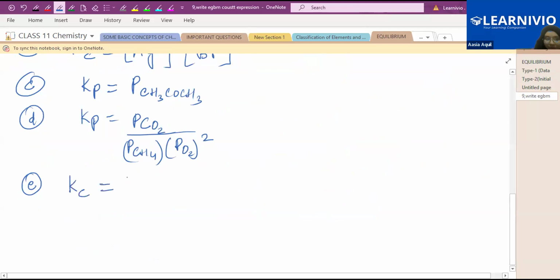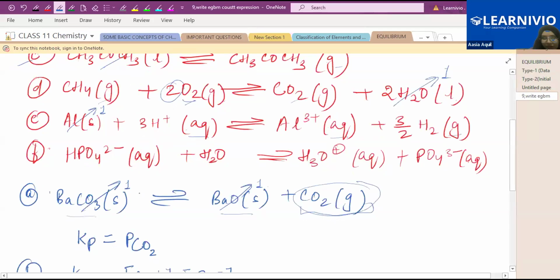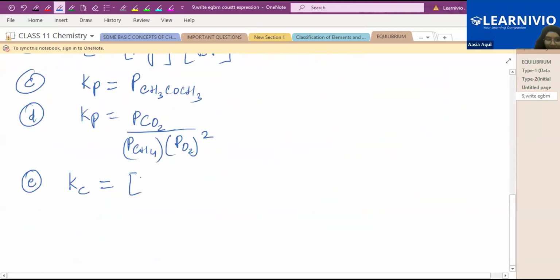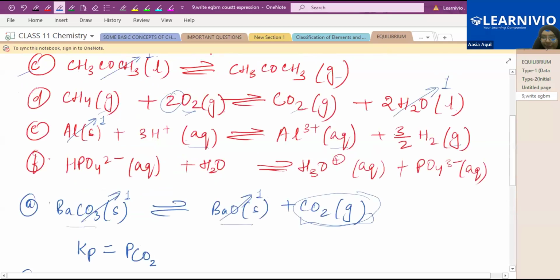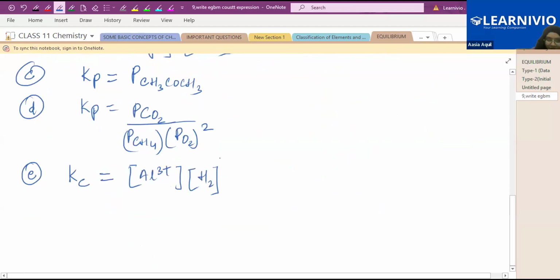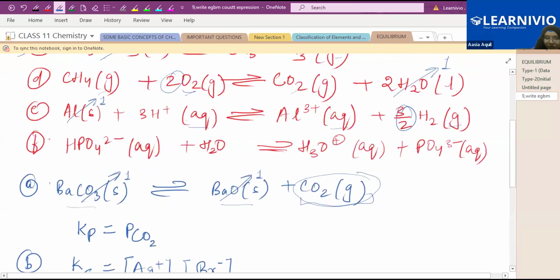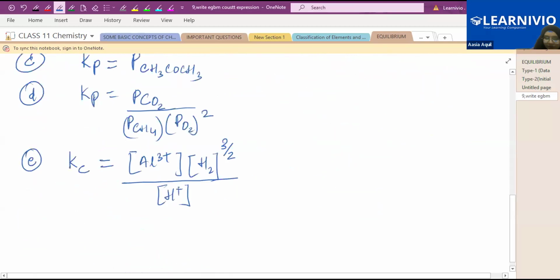Kc will be equal to the concentration of Al3 plus, concentration of H2 raised to the power 3 upon 2, upon... On the reactant side, only H plus ion is there, 3H plus ion. So you will write concentration of H plus ion raised to the power 3. So that is your equation. E1 is clear?